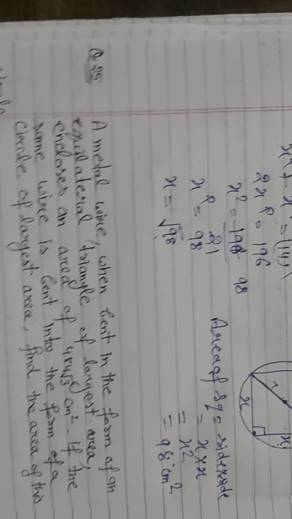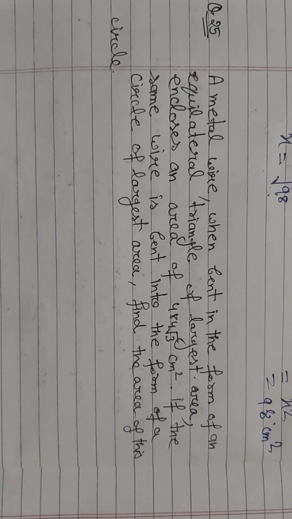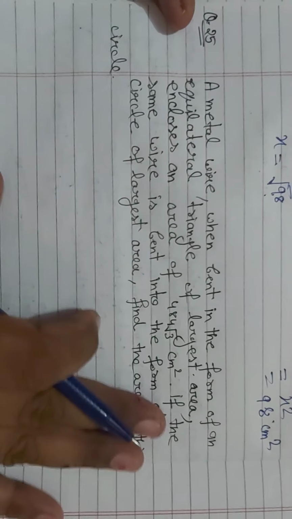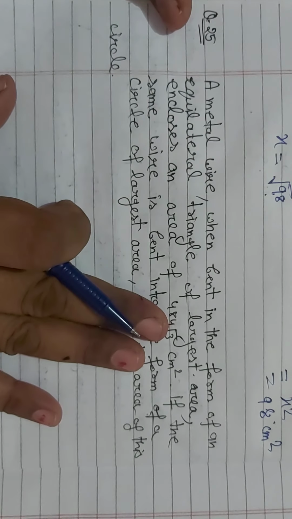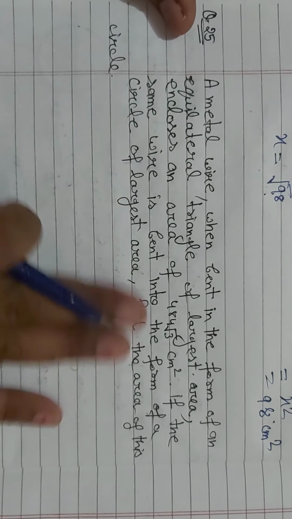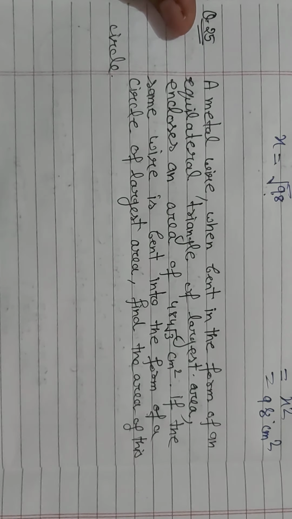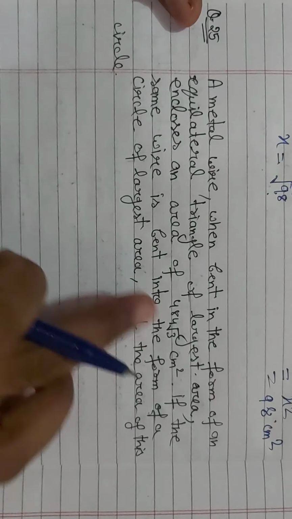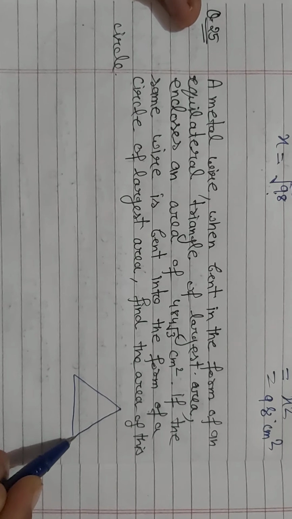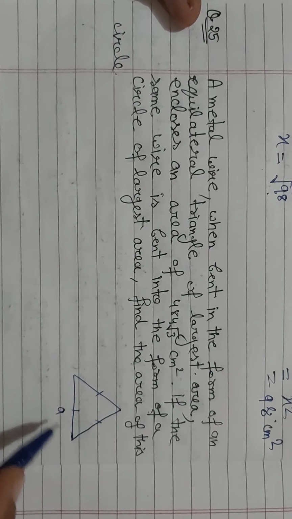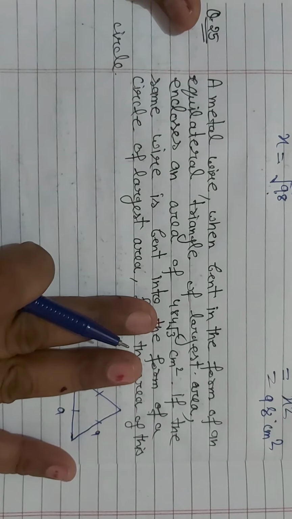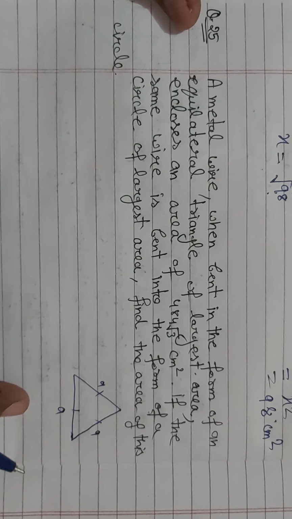The next question, question number 25. A metal wire, when bent in the form of an equilateral triangle of largest area, encloses an area of 484 root 3. अगर हम एक वायर से बड़े से बड़ा इक्विलेटरल ट्रायंगल बनाएं, तो एरिया गिवन है इक्विलेटरल ट्रायंगल का. मीन्स अगर हमने एक तार से इक्विलेटरल ट्रायंगल बनाया, ऑल साइड ऑफ इक्विलेटरल ट्रायंगल इक्वल, let a be the side of an equilateral triangle, and this is the area. So with the help of this area we find the side of the equilateral triangle.